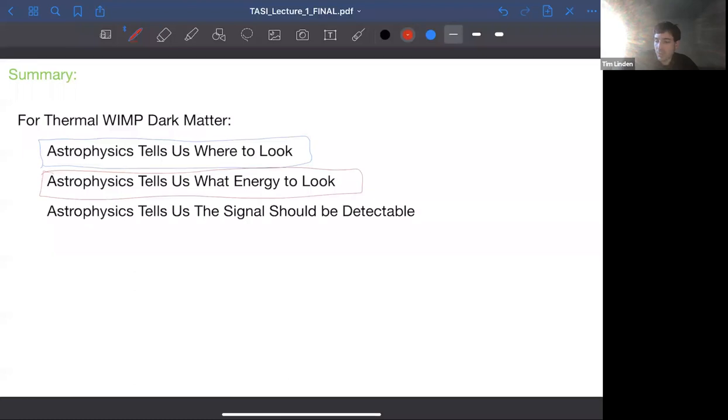And also the last point, which we just went over, is that astrophysics tells us the signal is potentially detectable. The dark matter annihilation signal should be about 1,000 times brighter than the sun for something that's the size of a galaxy like ours. That's a pretty pessimistic calculation, actually, because we didn't deal with the fact that the dark matter density is peaking near the center of the galaxy, and thus the signal is supposed to be much brighter there. But we're in the right ballpark, and so we can potentially look out and see the signal.